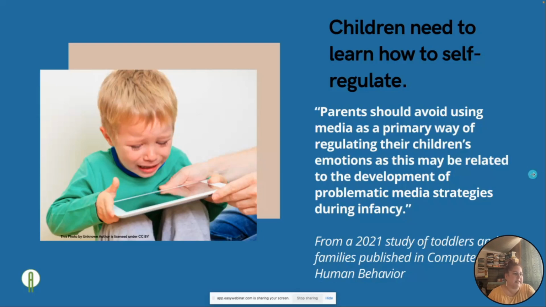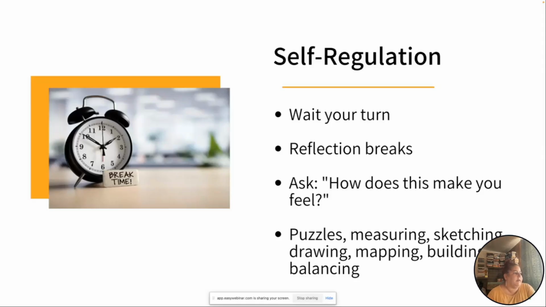Otherwise, they're just going to struggle even more when they get into high school and everyone has a phone and all those things. So some elements of self-regulation are: wait your turn, have some breaks, ask yourself how this makes you feel. And then, of course, doing things outside of screens or even on screens. If you're doing a puzzle on a screen, it's still better. It's more interactive than just passively watching something, right?